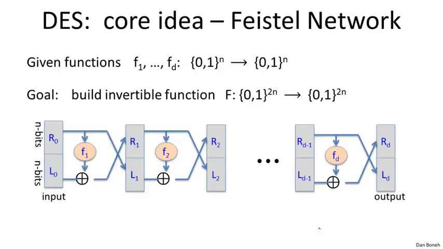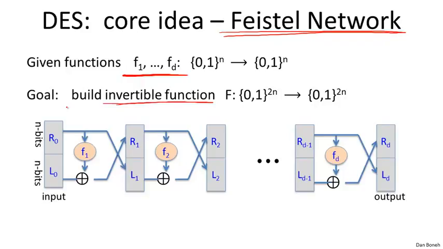Okay, so now let's talk about the construction of DES. The core idea behind DES is what's called a Feistel network, due to Horst Feistel. It's a very clever idea for building a block cipher out of arbitrary functions f1 to fd. Imagine we have these functions f1 to fd that map n bits to n bits. Now these are arbitrary functions. They don't have to be invertible or anything. What we want to do is build an invertible function out of those d functions.